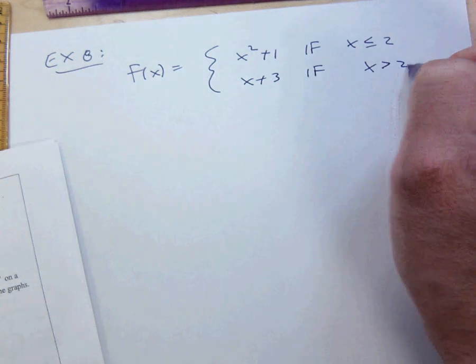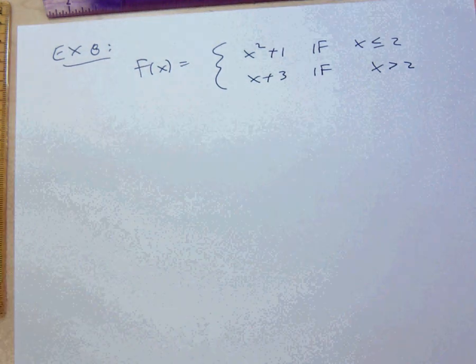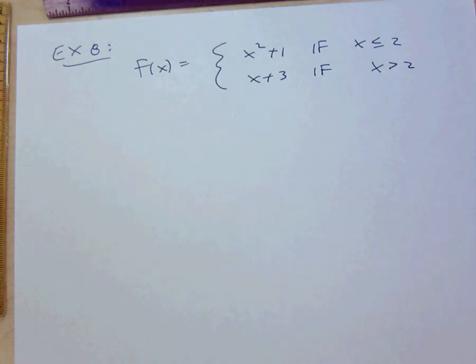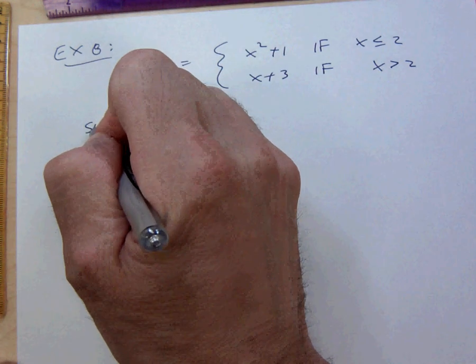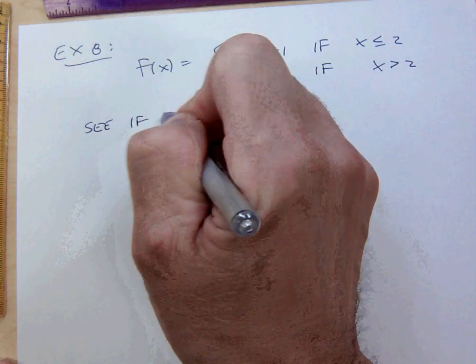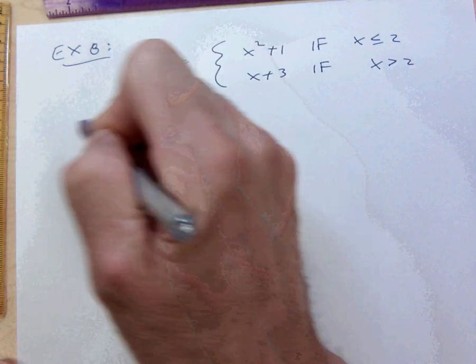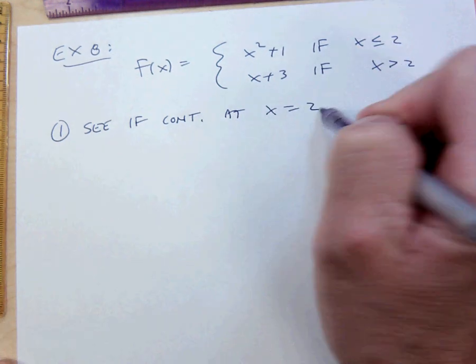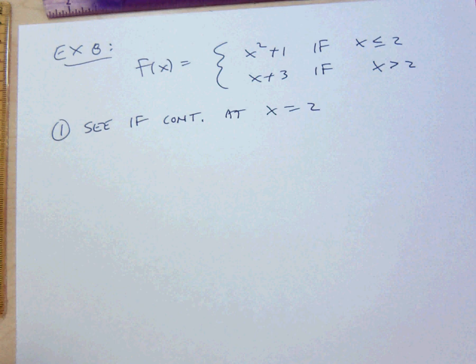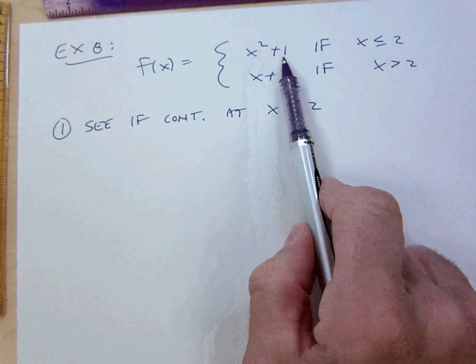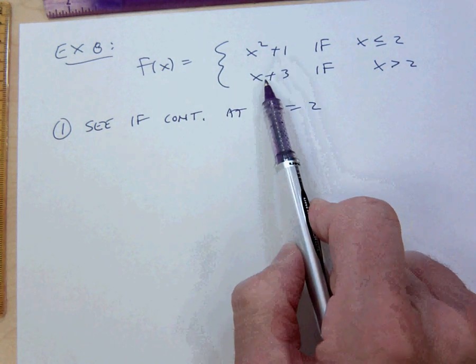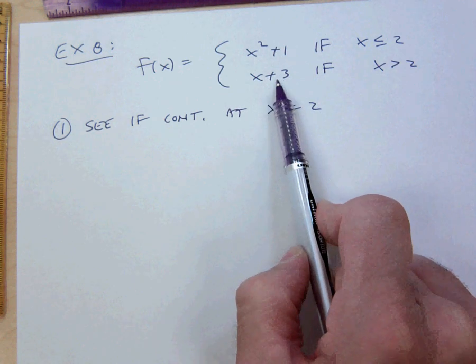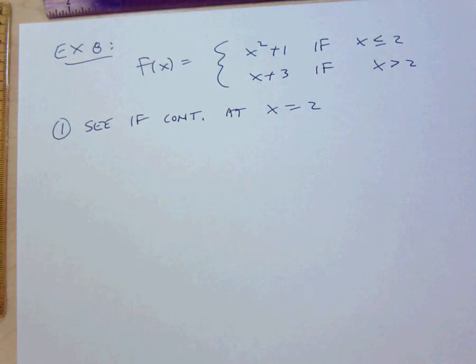Okay, ready, guys? All right, so we're just trying to see if it's differentiable. Before we see if it's differentiable, I first have to see if it's continuous. So the first thing you're going to do is see if it's continuous at x equals 2. And how do I do that? Well, first of all, to the left of 2, it's a parabola. That's continuous, right? To the right of 2, it's a line. That's continuous. So the only place it could not be continuous is right at 2.